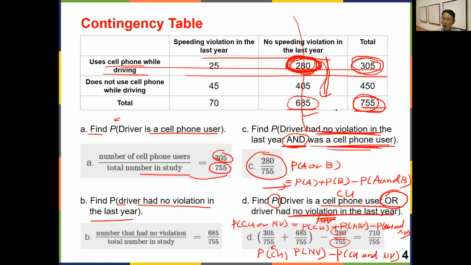Now, is it always out of 755? Yes, because 755 is indeed the total number. So it's always going to be 755 right there. So 755, just like that. So how do you actually calculate this? How do you calculate this?